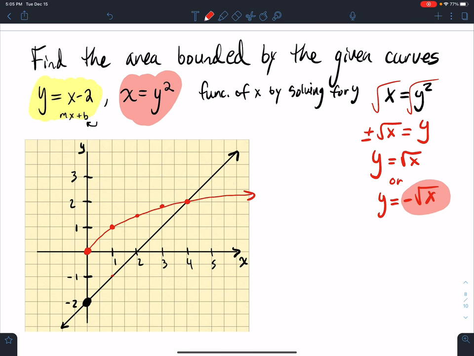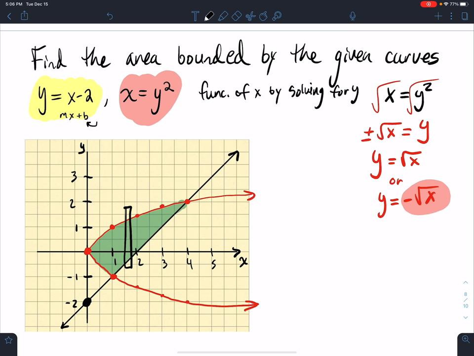The y value, instead of being positive, is negative. Let me redo these dots. Kind of like that right there. So the region bounded is this region right here. We want to find the area of that enclosed bounded region.